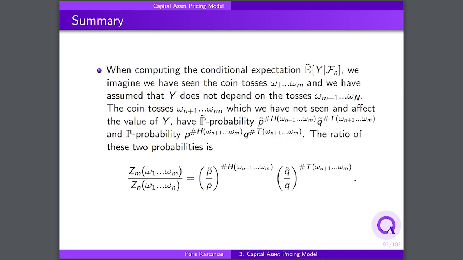In computing the conditional expectation, we imagine that we have seen the coin tosses up to n, and we have assumed that Y does not depend on coin tosses after m. The coin tosses n plus 1 up to m, which we have not seen and which affect the value of Y, have a risk-neutral probability of p tilde to the power of the number of heads multiplied by q tilde to the power of the number of tails. And the same thing for the actual probabilities. The ratio of these two probabilities is this. Okay, so that's where that ratio comes from.